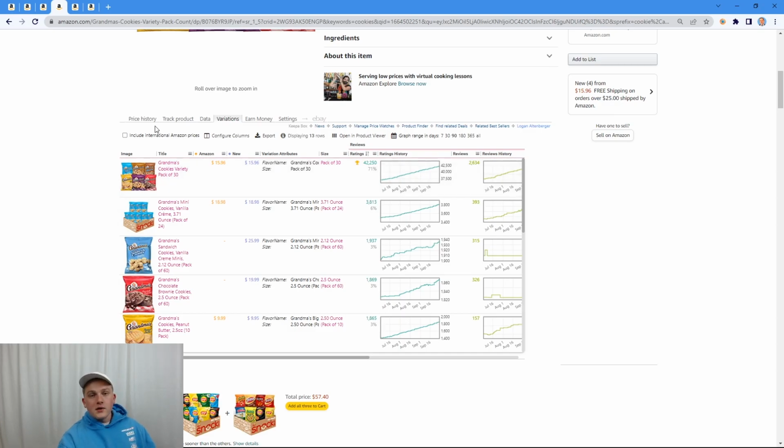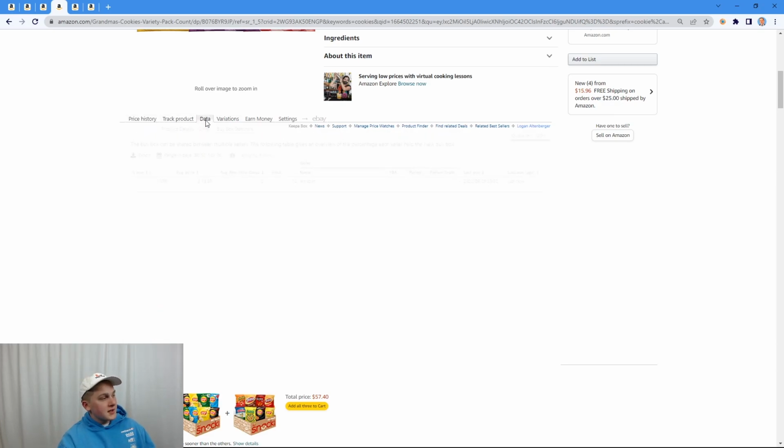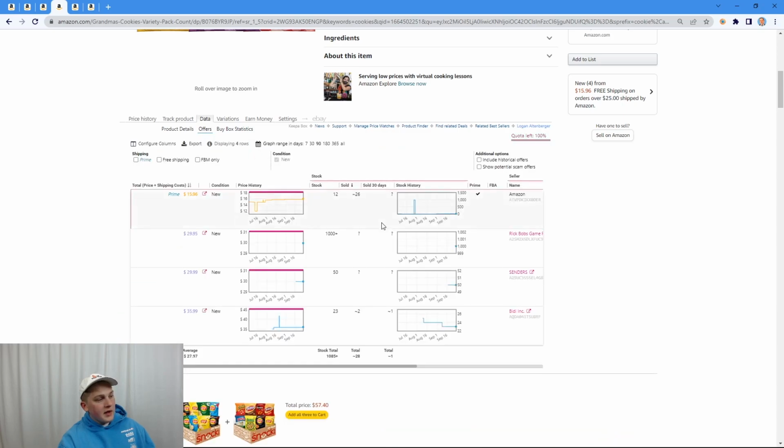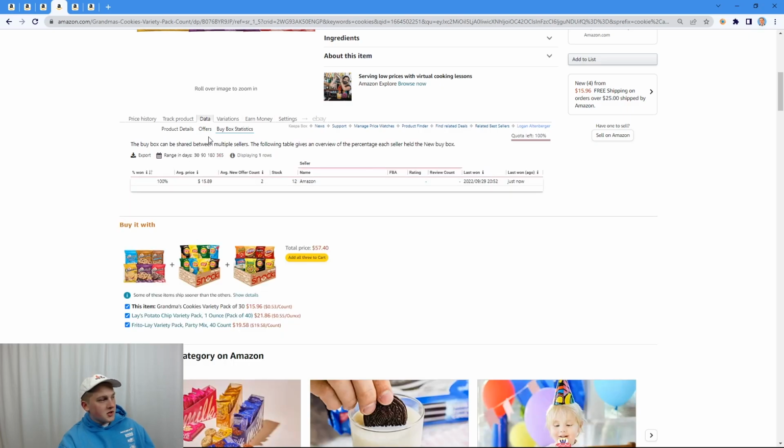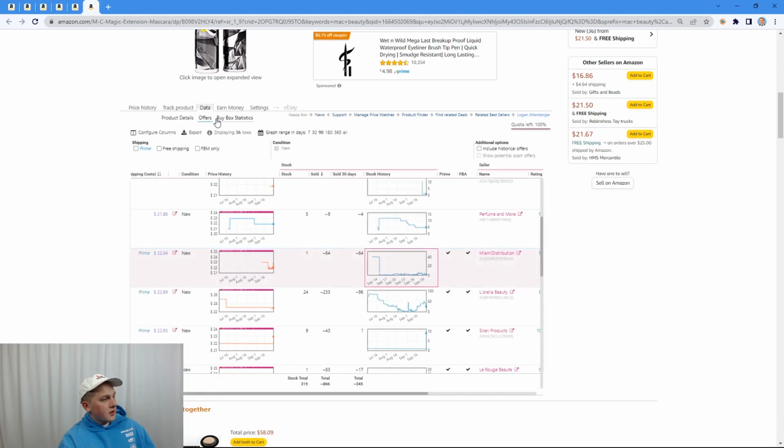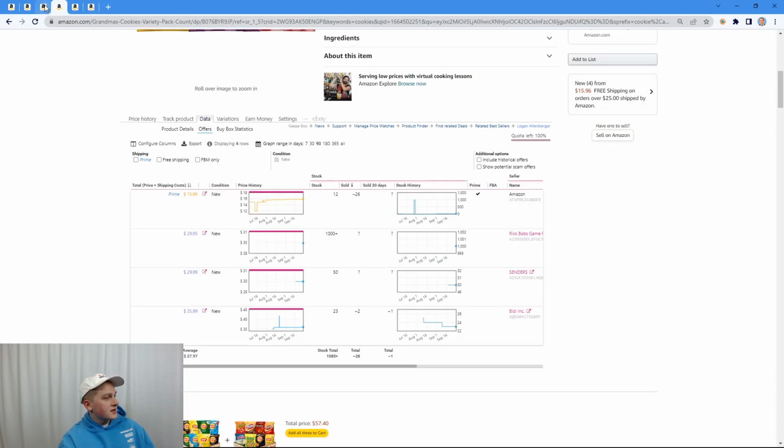Now, another thing that we can do to gauge velocity in variations listing is go back to that data offers tab, and we can just look and see if people are selling through. There's not going to be a ton on this listing since Amazon is dominating it, the 100% buy box share. But as I was looking at this other one, you can see when the stock levels are going down, that's a way to gauge velocity on a variation listing.